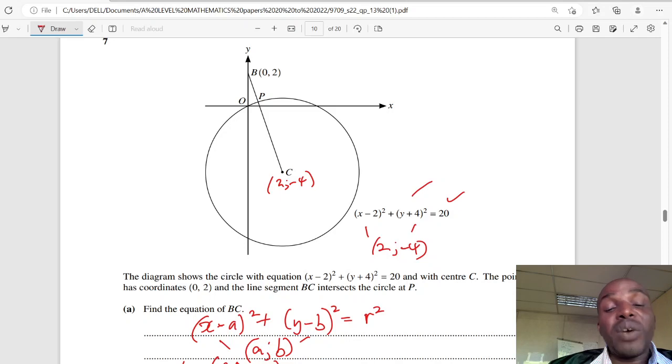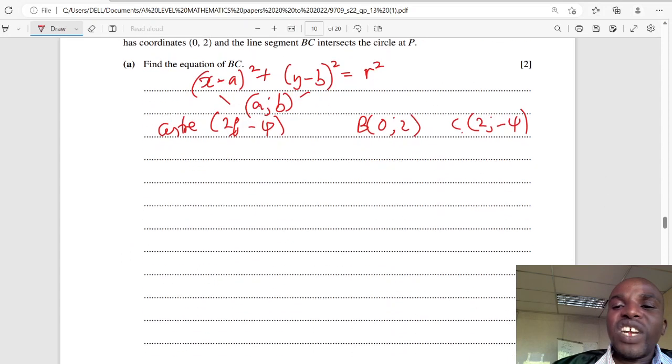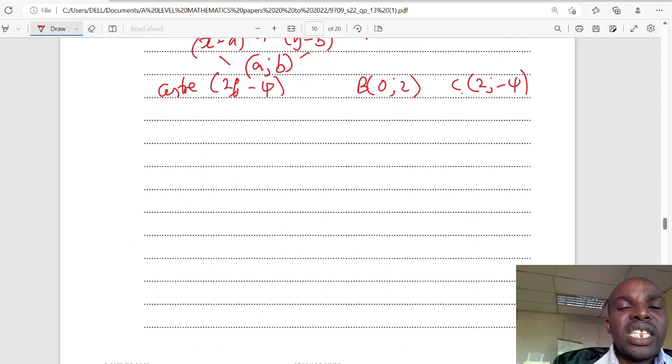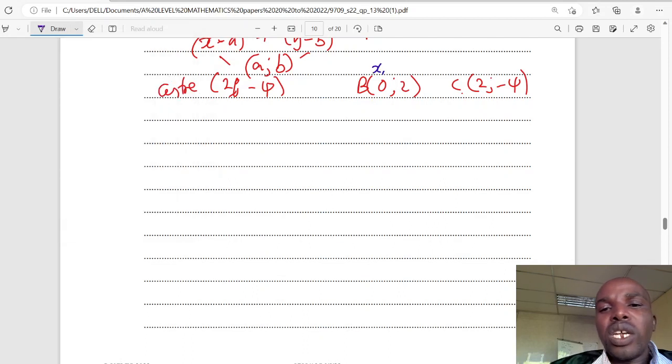Now to find the equation of BC, what we need is gradient and a point. So you can find gradient using center C and B as the point, right? Then after that, you can use point B to find the equation. So we have the 2 points, which means point B, that is 0, 2. And we have point C, that's the center, we have 2 and minus 4. So let's use these points to find the equation of the line. This can be x1, y1, x2, y2.